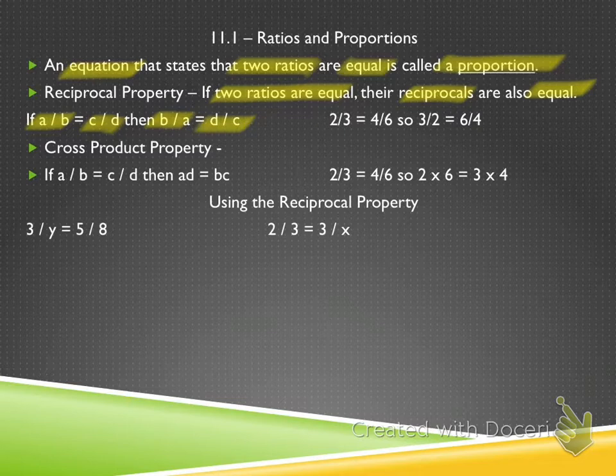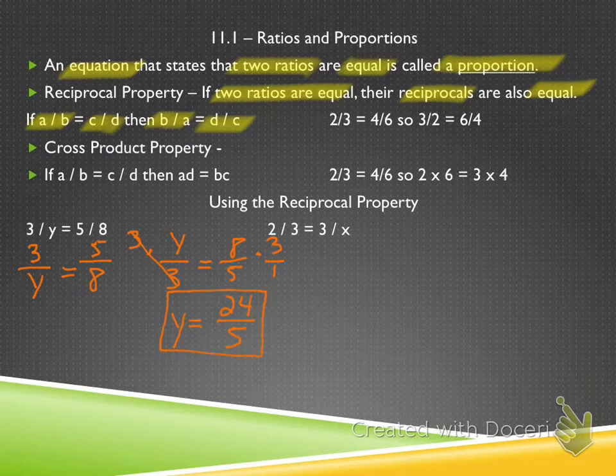This first problem, we're going to go ahead and use that. So we've got 3 over y equals 5 over 8. I'm going to flip both of those over. So we get y over 3 is equal to 8 over 5. Over here I have y divided by 3. The opposite of that is multiplying by 3. These cancel out, and I'm left with y is equal to, so that's 3 over 1, so I multiply and get 24 over 5. That's good.